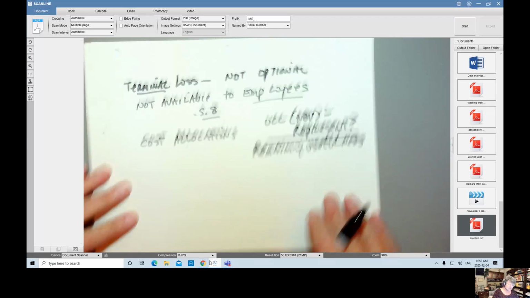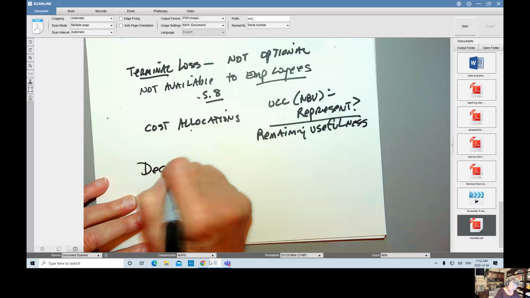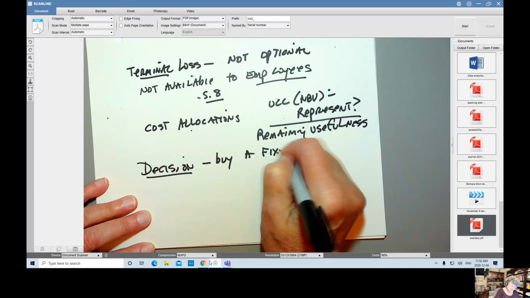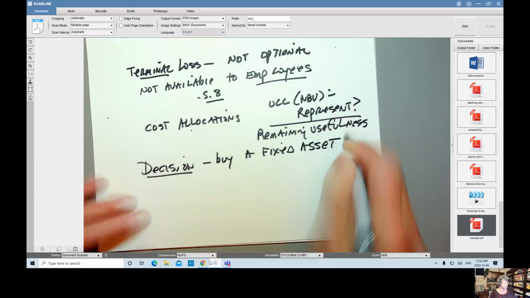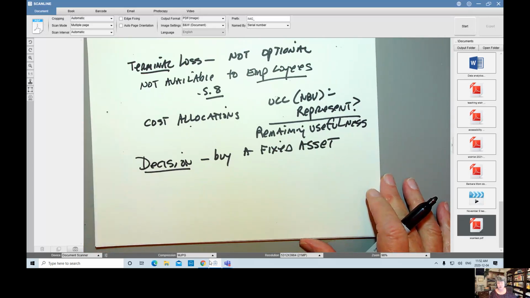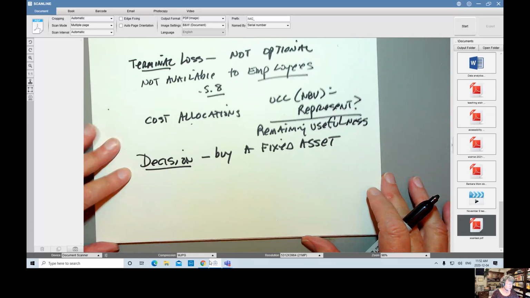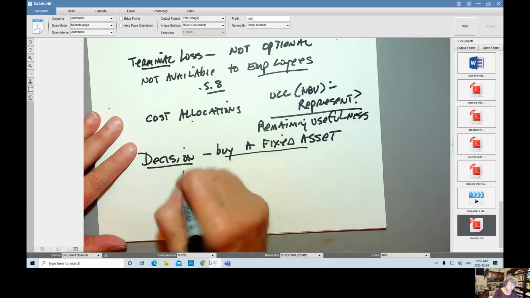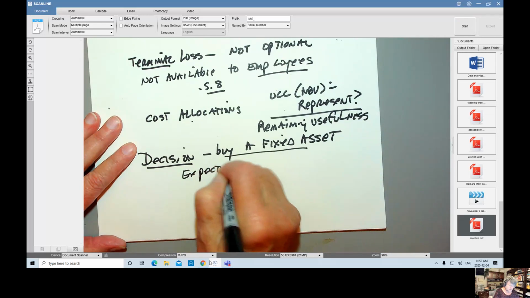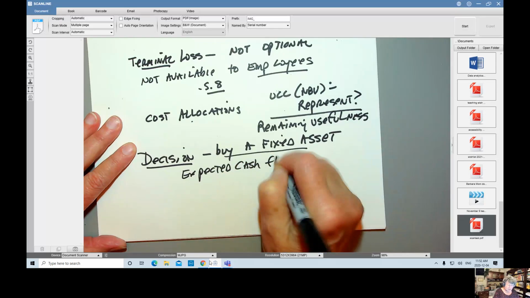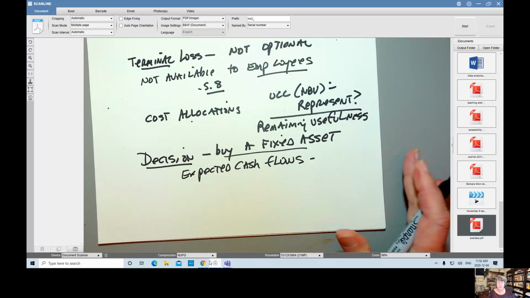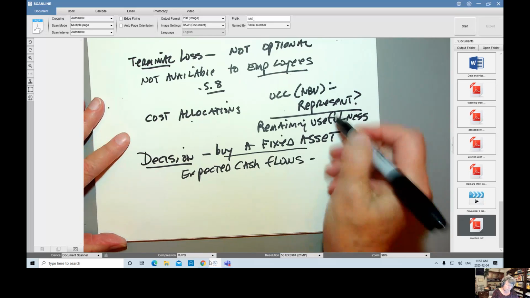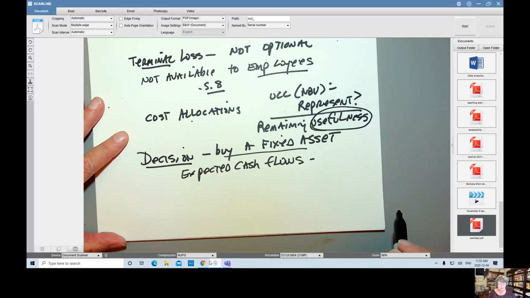If you think back to decisions, think about the decision to buy a fixed asset. How is that decision made? This goes back into your capital budgeting, things of that nature that you've studied at some point. The decision to buy a fixed asset is a function of expected cash flows from using the asset. You're not going to buy an asset if the expected present value is negative. So this is usefulness, the original expected usefulness.